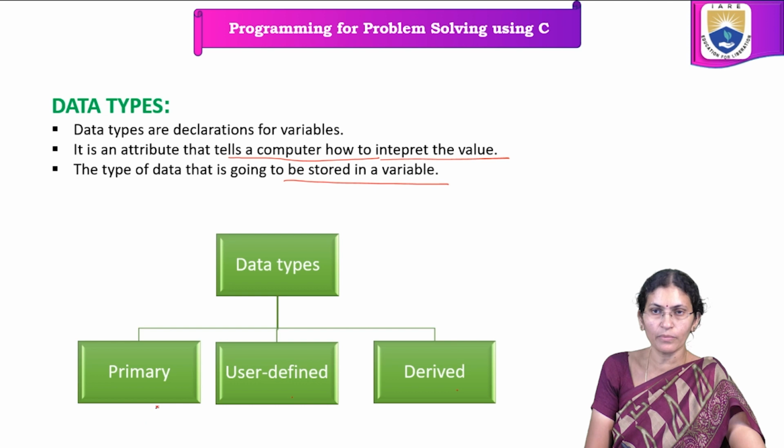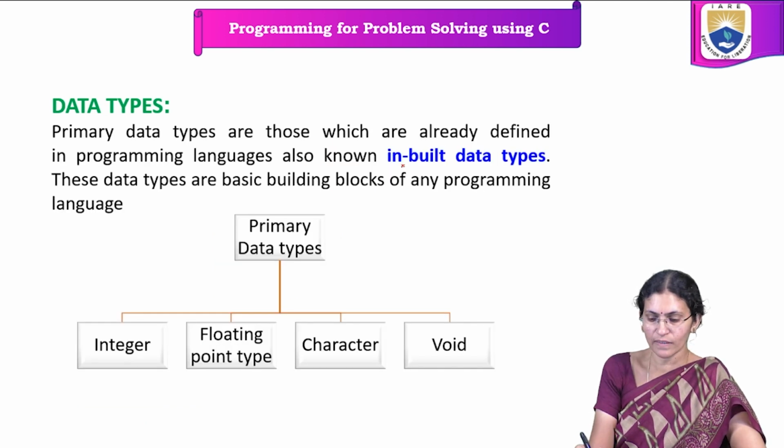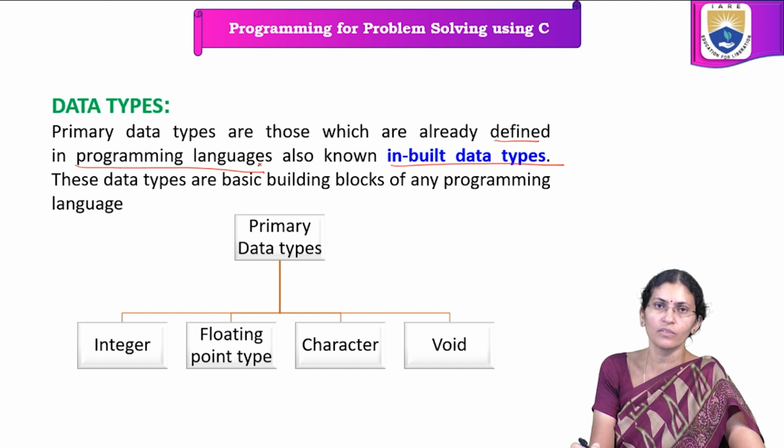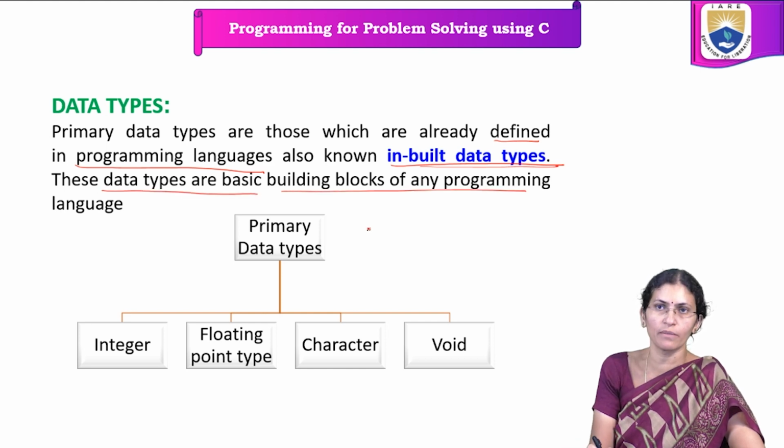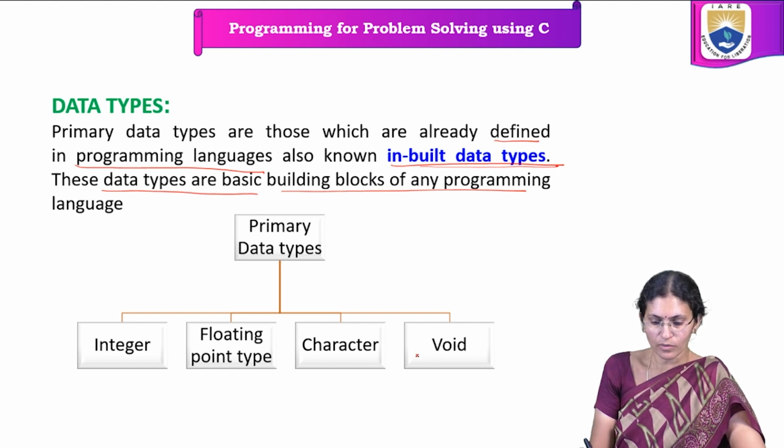Let us see the first one, primary. Primary data types are the inbuilt data types, which are defined in programming languages. They are predefined and also known as inbuilt data types. These data types are the basic building blocks of any programming language. We can classify primary data types into 4 mainly. This classification may vary in some textbooks, but here primary data types are classified into integer type, floating point type, character type, and void data type. Let us discuss each one in detail.